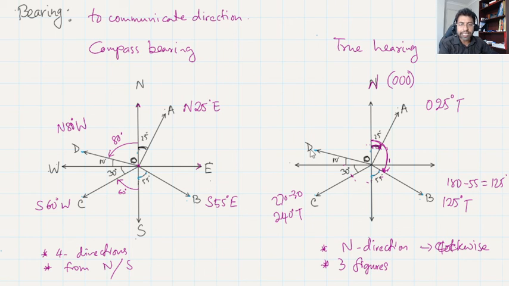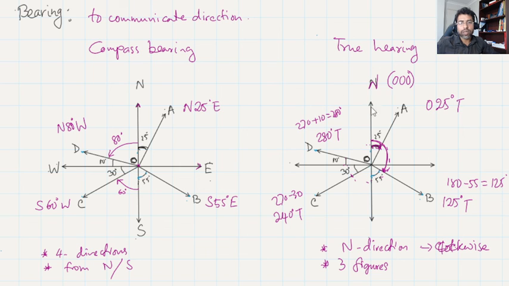How about D? For D, we again go clockwise from the North Pole, coming to 270 plus 10. So 270 plus 10 is 280 degrees, right? So you can write that it is 280 degree true bearing. So these are all true bearings, right? In true bearing, we are counting or stating the angles from north in the clockwise direction. And that is the only difference.